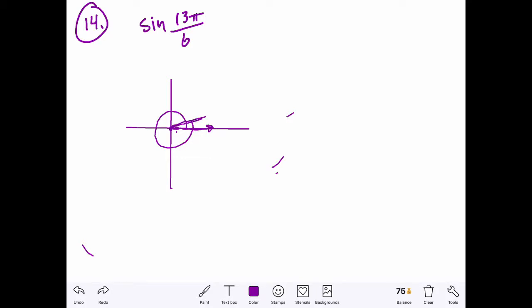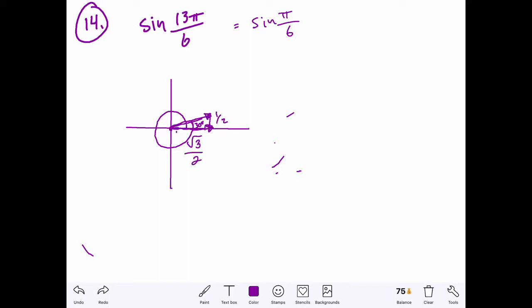And I'm going to go ahead and then draw my terminal side, okay? And then I'm going to draw a line down here to my x-axis, a right triangle there, okay? And I know that this is essentially the same as the sine of pi over 6. I just took out one revolution, right? And pi over 6, remember, is the equivalent of 30 degrees. And then I say short side, long side.